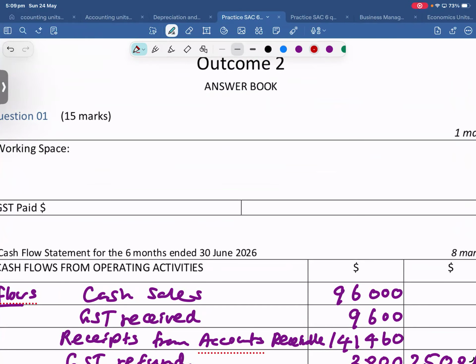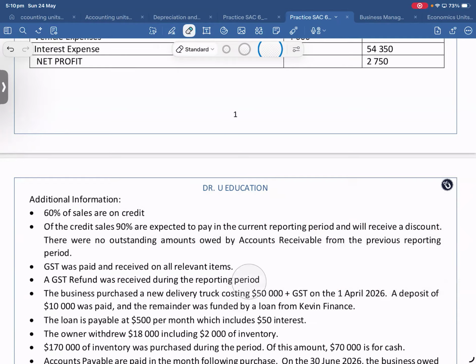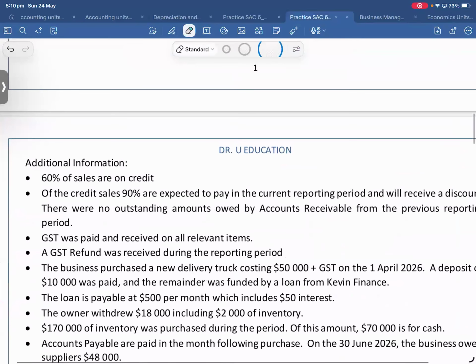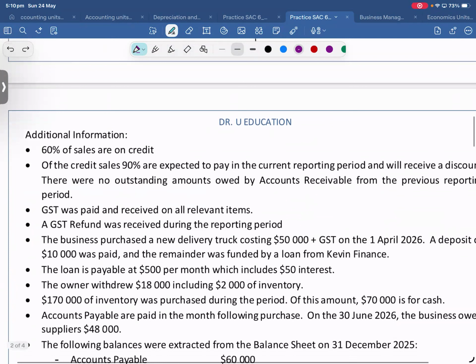Next one. Third bullet point. I'm going to rub this one. Done writing? Okay. So third bullet point says GST was paid and received on all relevant items. Okay. We know that. Right. GST refund was received during the reporting period. So there was a GST refund.